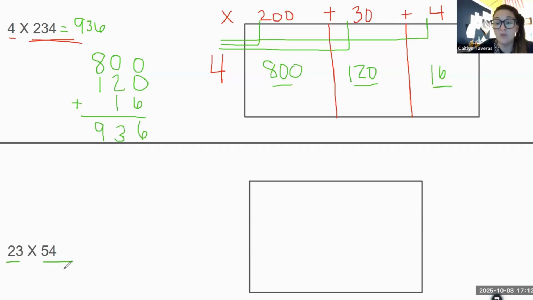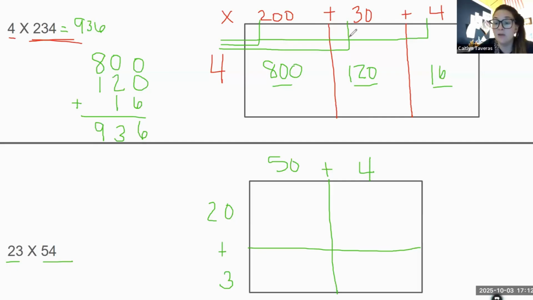Now if we're working with the same thing, but this time we're working with 2-digit by 2-digit, we're going to take both numbers and put them in expanded form. So 23 written in expanded form is 20 plus 3. We divide our box at that plus sign. And then 54 is 50 plus 4.